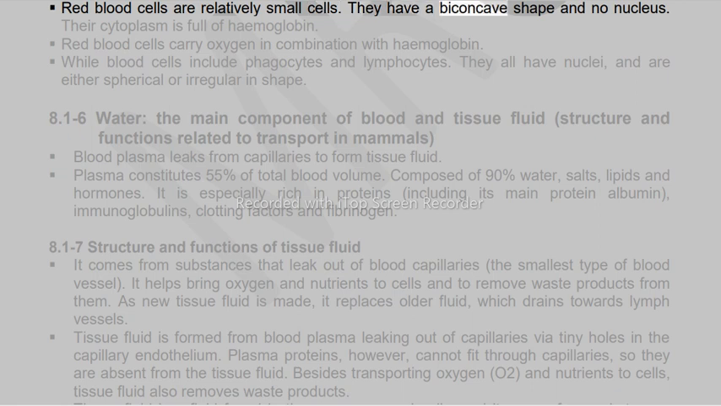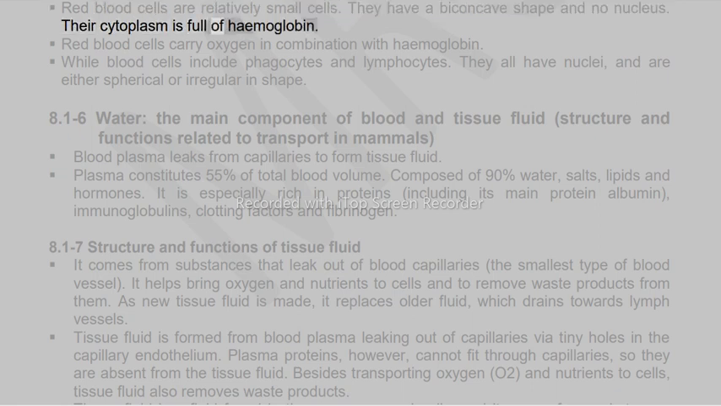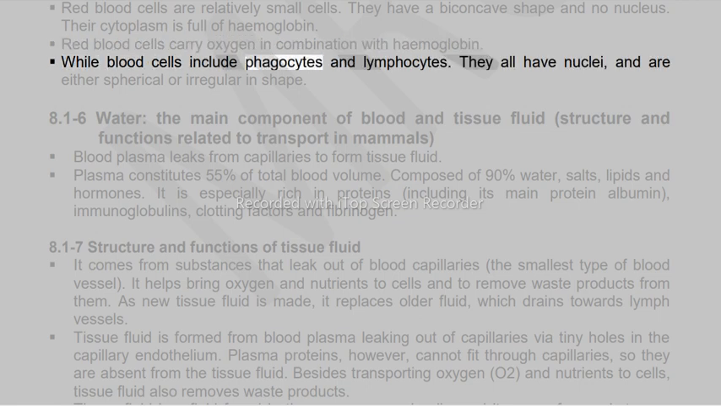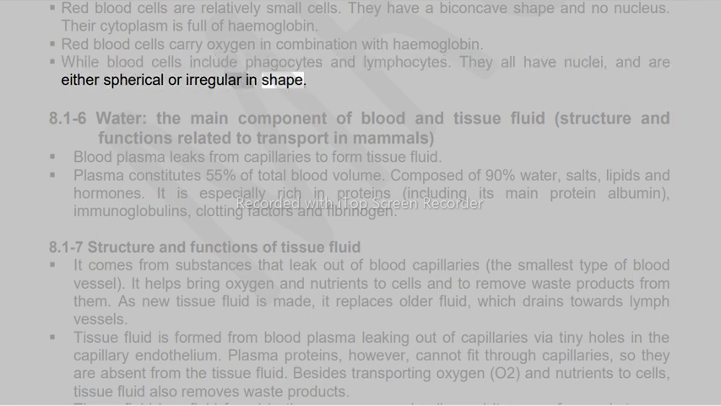Red blood cells are relatively small cells. They have a biconcave shape and no nucleus. Their cytoplasm is full of hemoglobin. Red blood cells carry oxygen in combination with hemoglobin. White blood cells include phagocytes and lymphocytes. They all have nuclei, and are either spherical or irregular in shape.